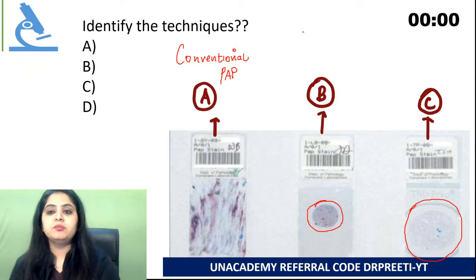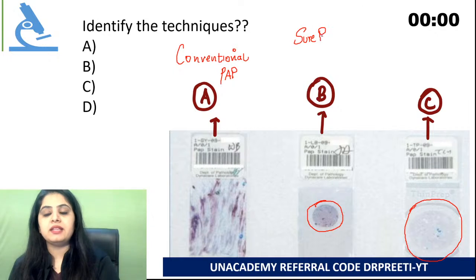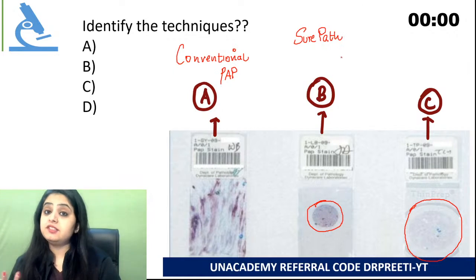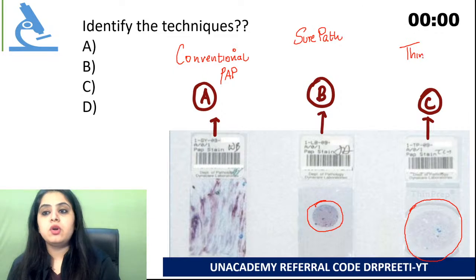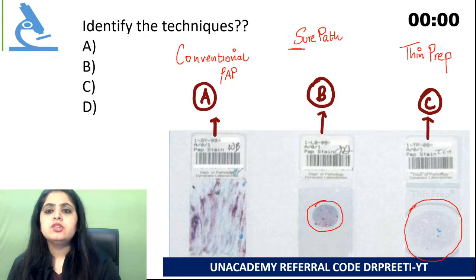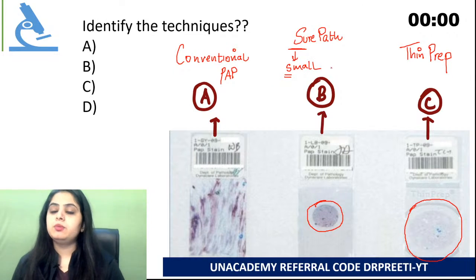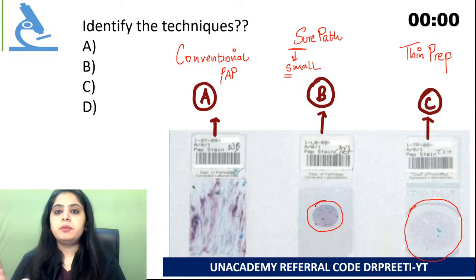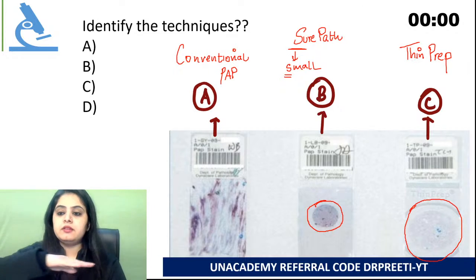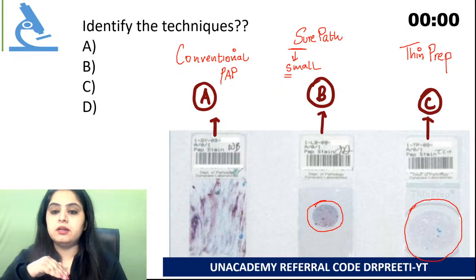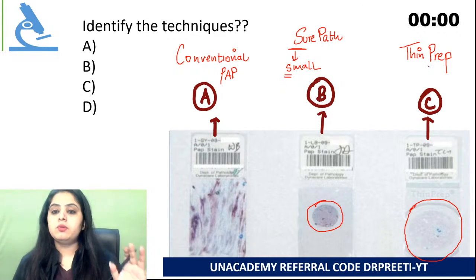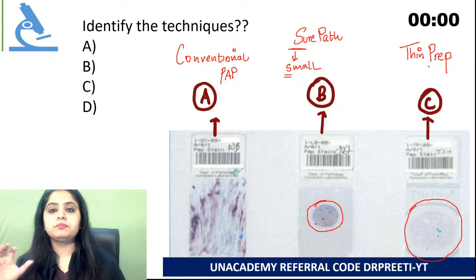So when the circle is small, the technique is known as SurePath. SurePath technique. It's a machine, okay? And when the circle is big, you call it ThinPrep. So there's a very small mnemonic I've told you guys. SurePath will have a small circle, S for S. ThinPrep, like a thin layer, will be bigger, will be spread out bigger like a smear, okay? So SurePath, small circle; ThinPrep, big circle.